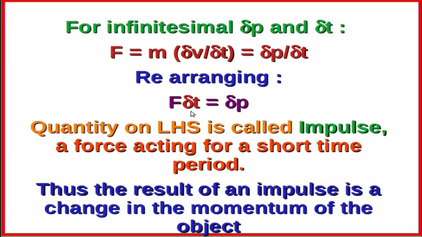So this particular product is called the impulse of the force. So impulse is nothing but a force acting on an object for a short period of time, and the product of the force and the time period gives us a measure of the change in momentum of the particle. Thus the result of an impulse is a change in the momentum of the object.